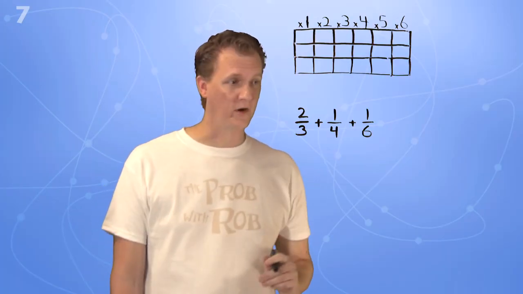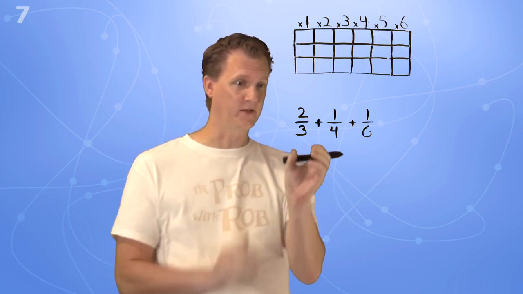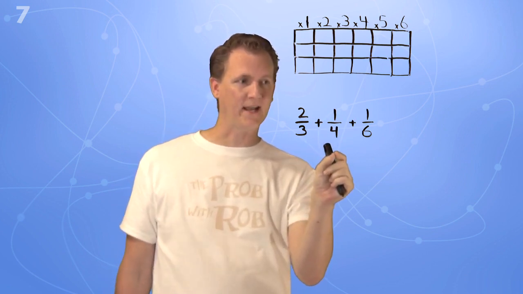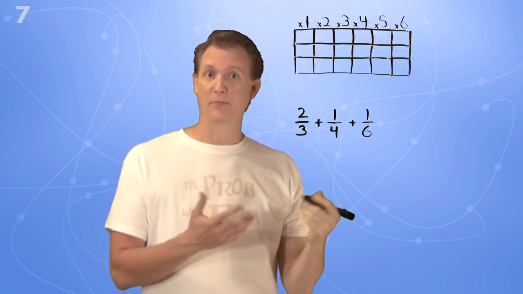And now we have 2/3 plus 1/4 plus 1/6. Now sometimes you'll get problems like this where you have more than 2 fractions that you need to add or subtract. And you could, if you want, just treat it as 2 separate problems. You could add 2/3 and 1/4 and then take that answer and then add 1/6. Or you can find a denominator for all 3 of these. And I'm going to show you that method.